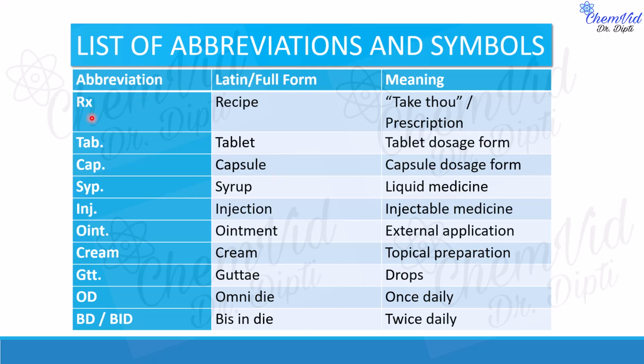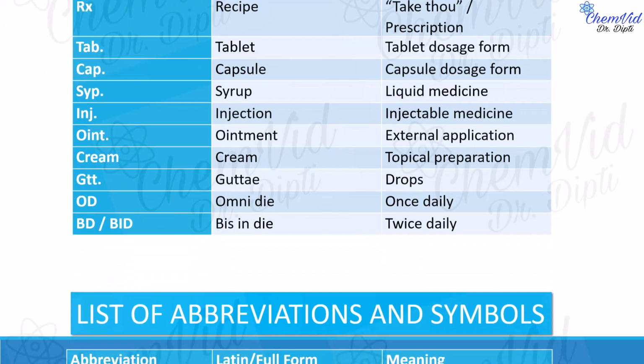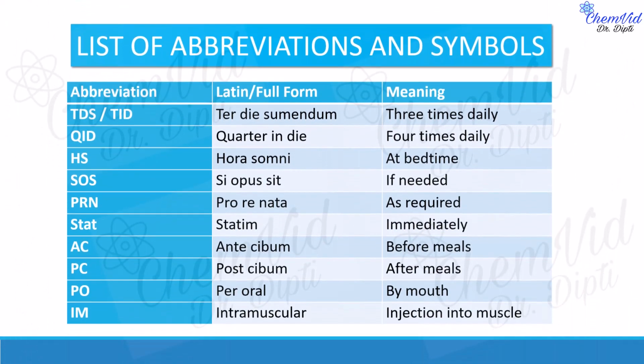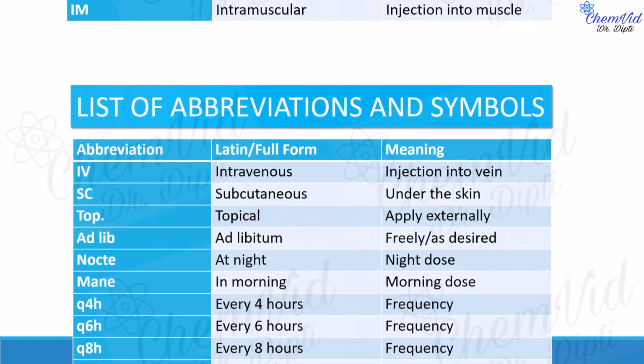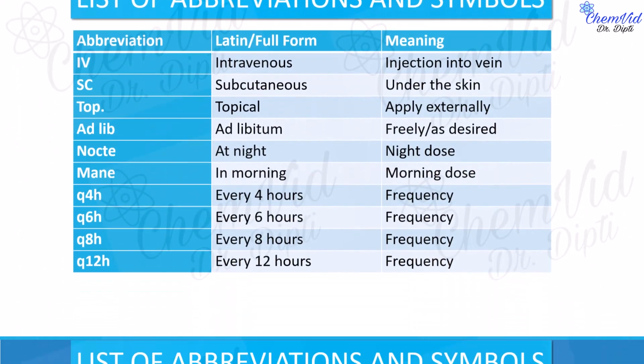The first one you can see over here, some of them I'll just read out. The first one is the RX, which means recipe, TAB means tablet, CAP means capsule, SYP means syrup, INJ means injection, and so on. So you can just have a look at the list of abbreviations, and you can also make a table of all the list of abbreviations in your assignment as well.